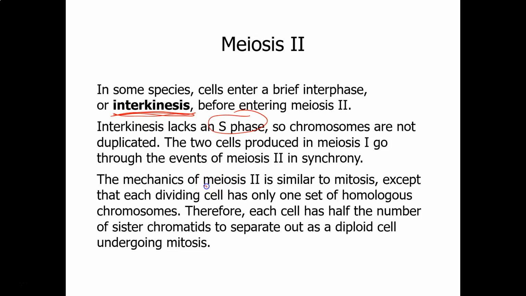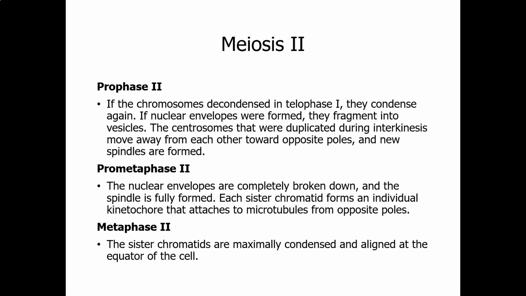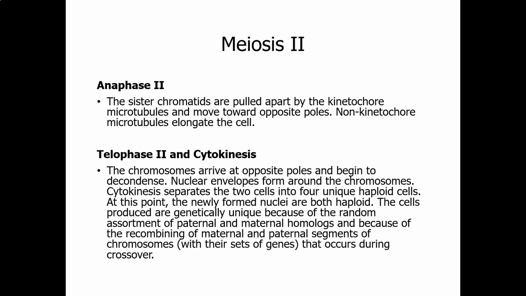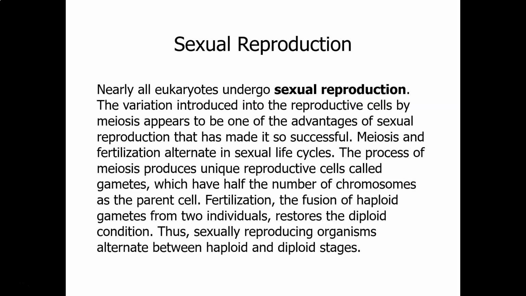So meiosis 2 is similar to mitosis. I'm not going to go through this again for time, but all of these stages are identical to the same stage in mitosis. Prophase 2, the chromosomes are condensed. Prometaphase 2, the spindle fibers attach to the sister chromatids at the kinetochore. Metaphase 2, the sister chromatids are lined up at the equator of the cell. Anaphase 2, sister chromatids are pulled apart. And telophase 2 and cytokinesis results in 4 daughter cells that are each haploid, that contain half the number of chromosomes as the parents.